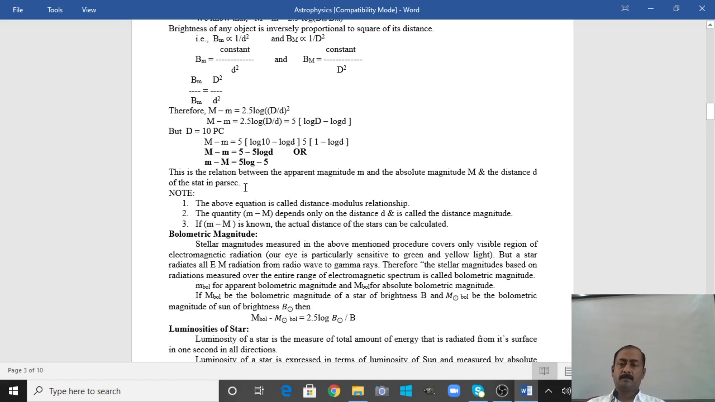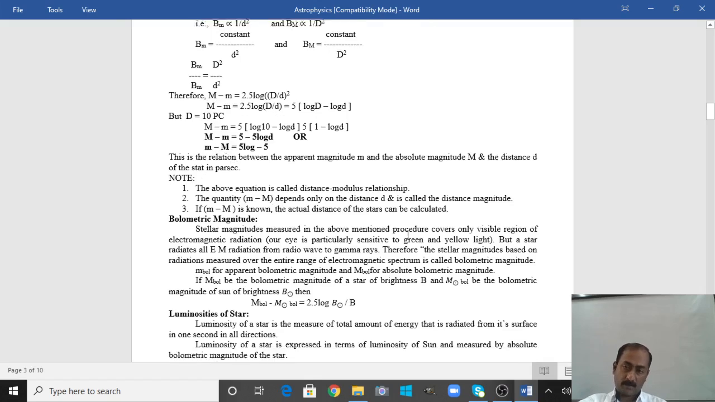This equation is called the distance modulus relationship. This equation gives the distance modulus relationship. The quantity m minus capital M depends only on the distance d and is called the distance magnitude. If m minus capital M is known, the actual distance of the stars can be calculated.